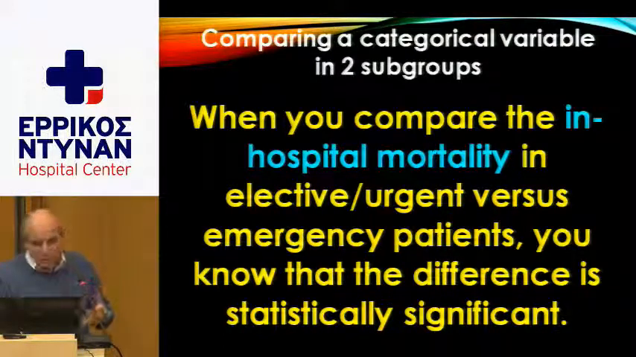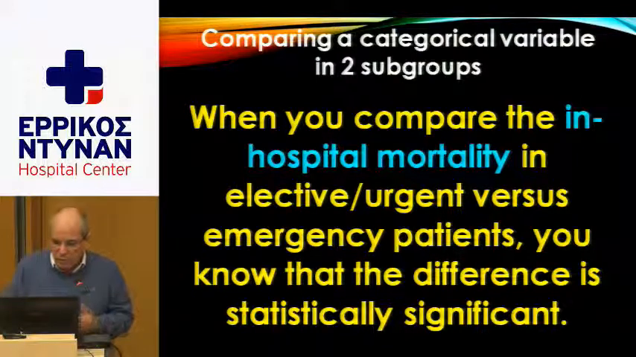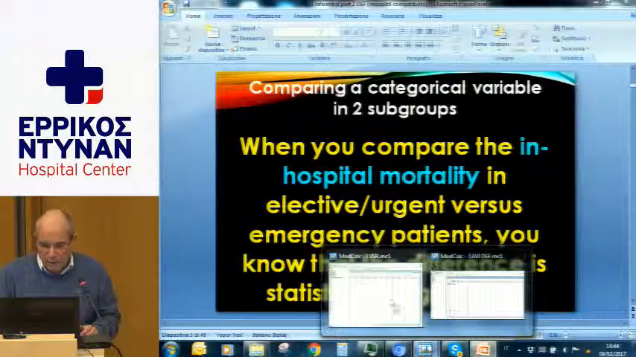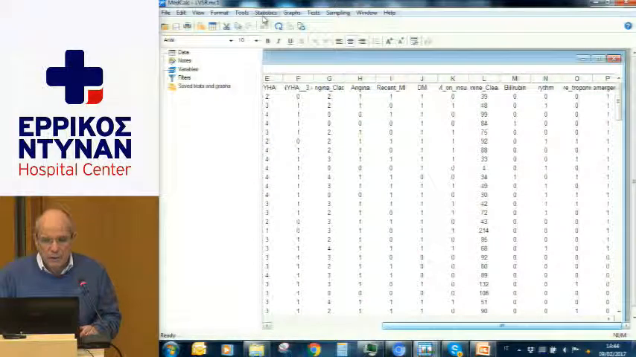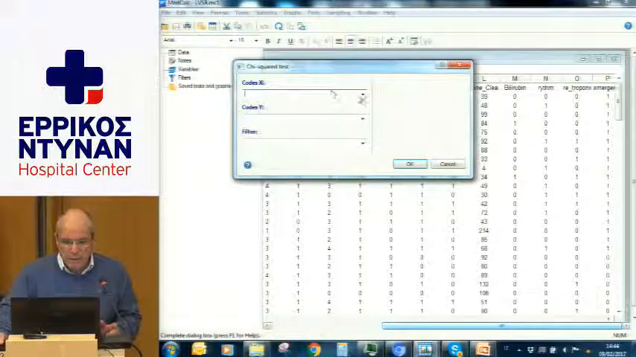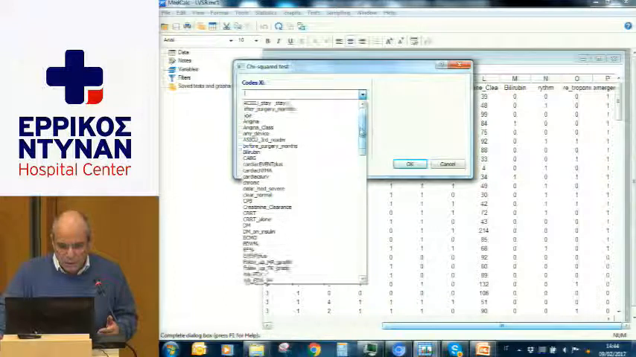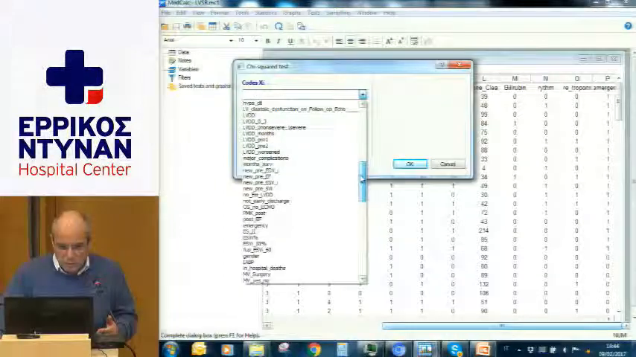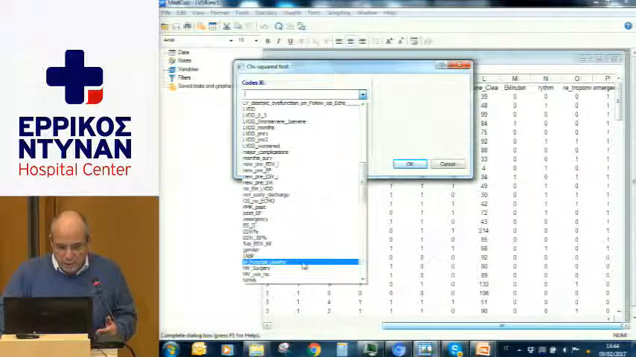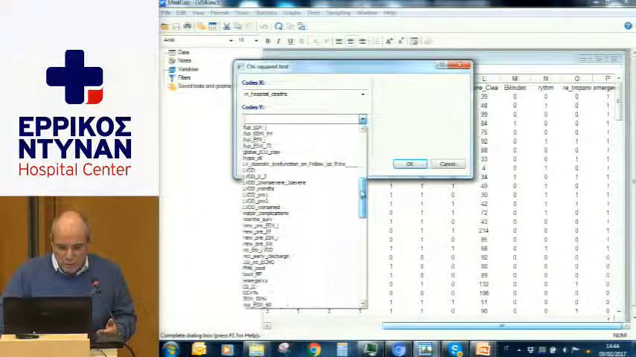For instance, you are checking the hospital mortality in elective, urgent versus emergency patients. And you know that the difference is statistically significant. Let us say this one. I will start to show you. Here you have statistics. You go for crosstabs, chi-square test, and this is the chi-square. Here you put one of the variables that you need.